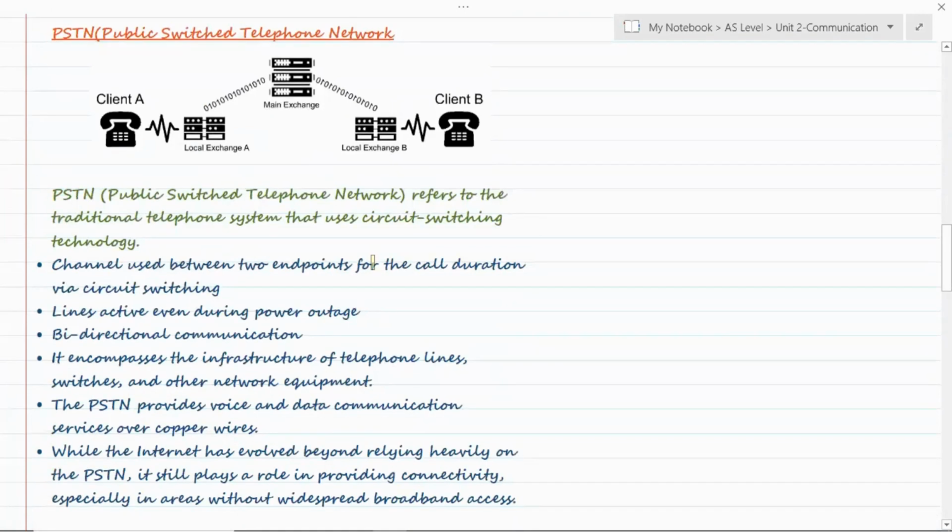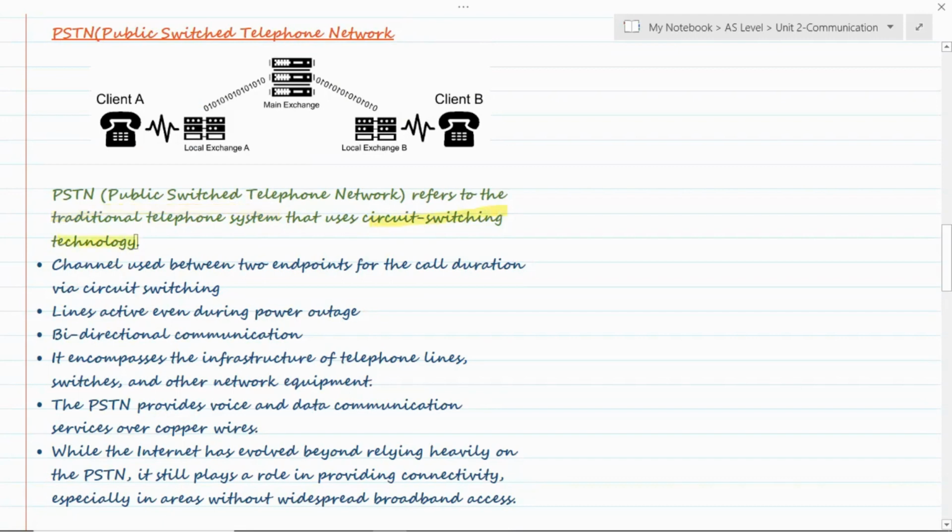PSTN is the public switched telephone network, and it refers to the traditional telephone system, the landline systems that we used to use. Even these days, some people prefer the public switched telephone network, even though they are using mobile networks. So PSTN basically refers to the traditional telephone system where circuit switching technology is used.